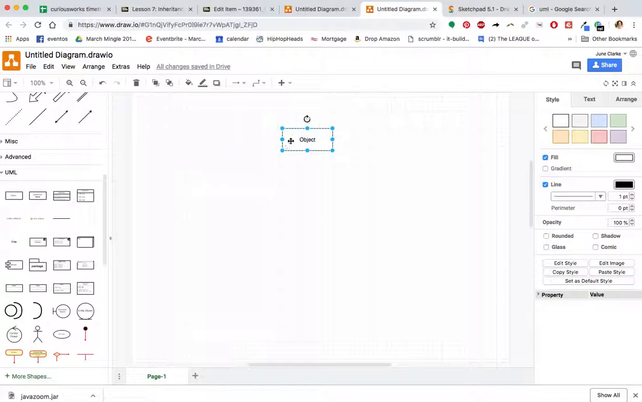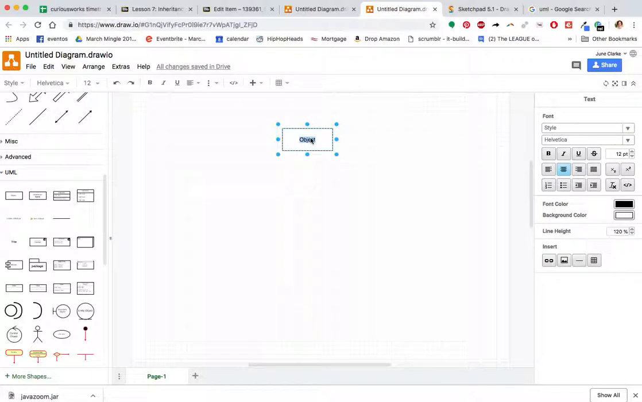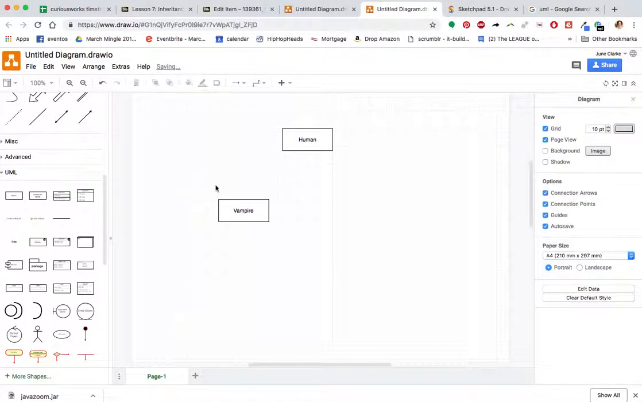Okay, so I'm going to use these simple classes. What I'm trying to do right now is show a class diagram for humans and vampires. Vampires do a lot of things that humans do, like they can run and sit, but then they also do other stuff like suck blood. So this is a good example of where you might want to extend, because vampires still want to be able to do all the human stuff.